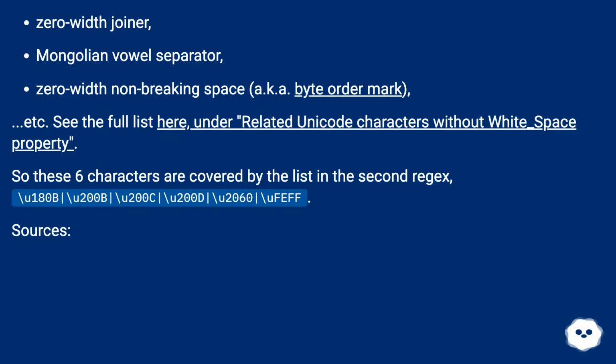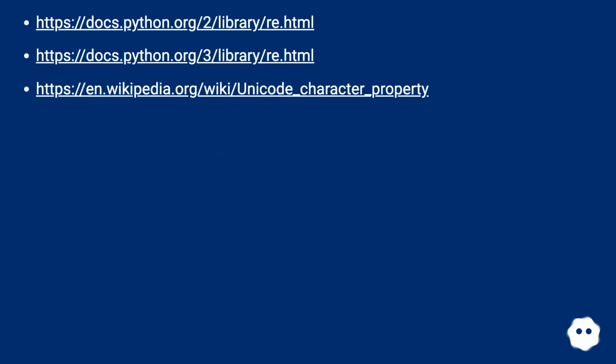So these 6 characters are covered by the list in the second regex: \u180b | \u200b | \u200c | \u200d | \u2060 | \ufeff. Sources. This URL, this URL, this URL.